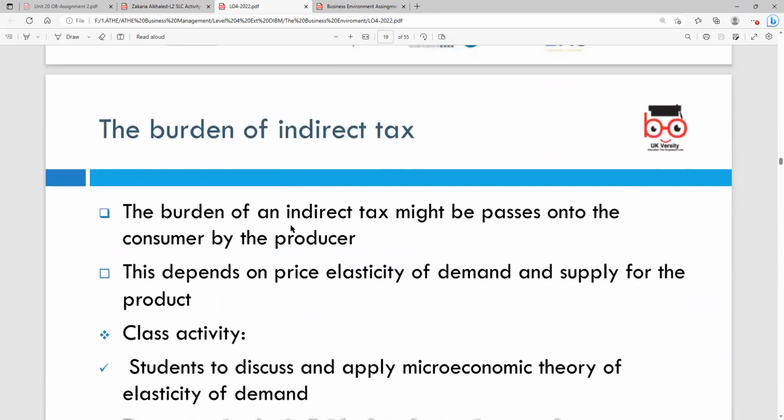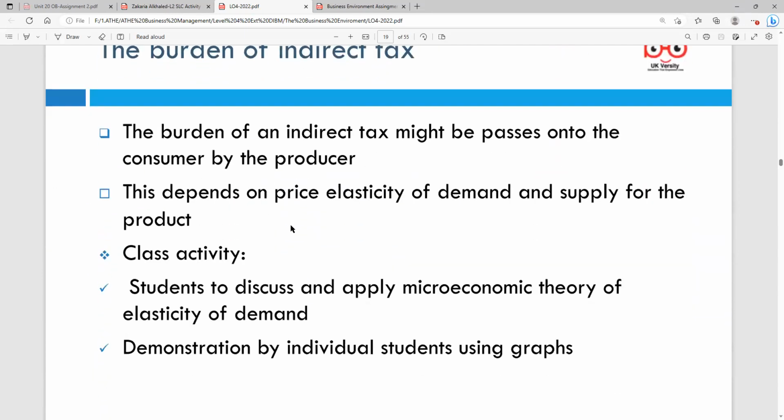So the burden of indirect taxation is passed on to the consumer. The government puts a tax on a particular item, but the charge is paid by the consumer, and the consumer pays to the collector. The collector gives the VAT money to the Inland Revenue, and they put it in their collection. So this is how they collect.